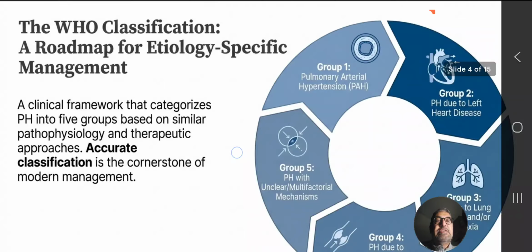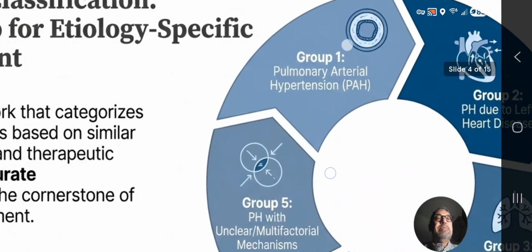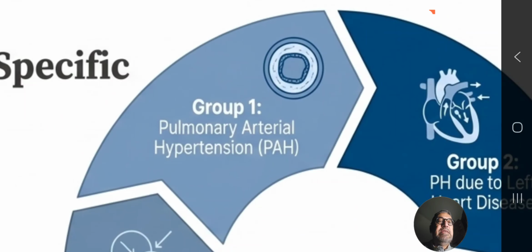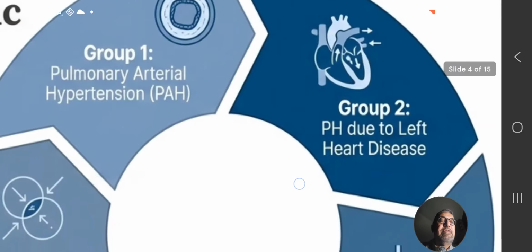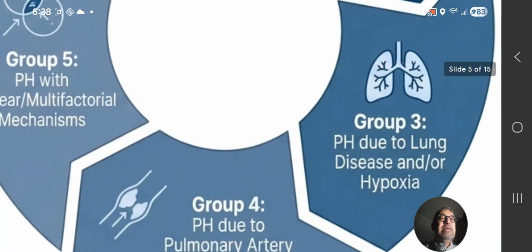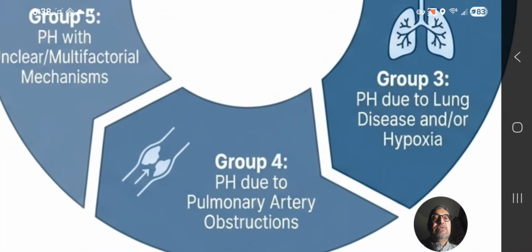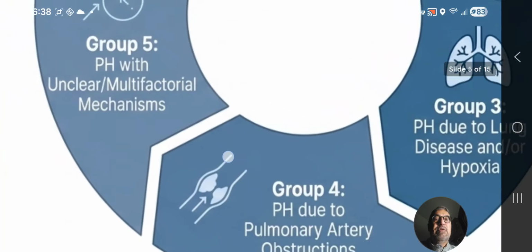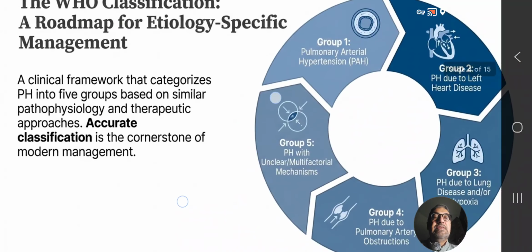We use the WHO classification as a roadmap for etiology-specific management. Group 1 pulmonary hypertension is pulmonary arterial hypertension. Group 2 is pulmonary hypertension due to left heart disease. Group 3 is pulmonary hypertension due to lung disease and/or hypoxia. Group 4 is pulmonary hypertension due to obstruction such as pulmonary embolism. Group 5 is unclear or multifactorial mechanisms such as lupus, etc.